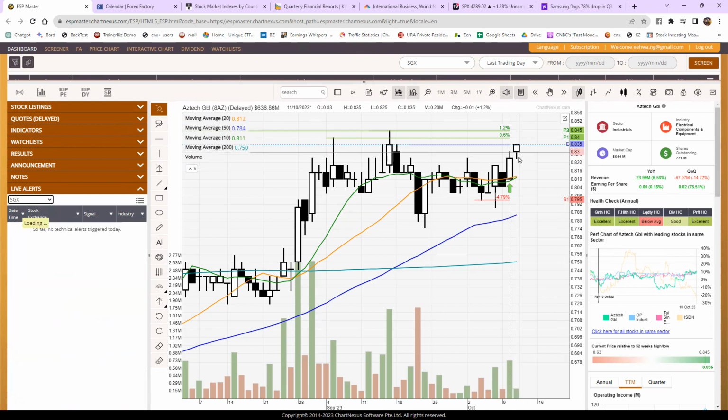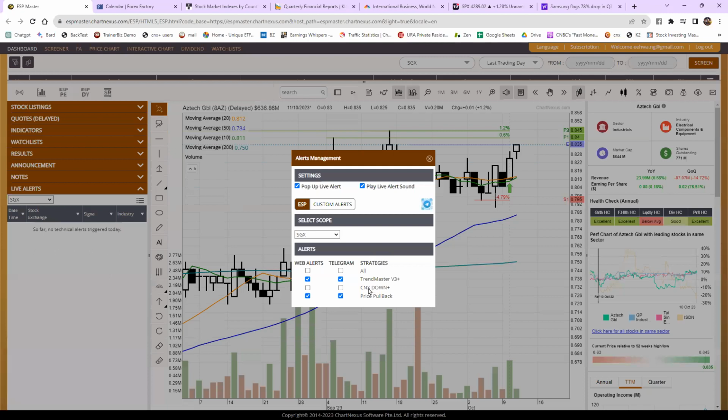Right now, even though the price is climbing by 1 cent, that isn't sufficient, it hasn't met our entry criteria yet. So far no alert has triggered, so we are waiting for it to trigger. Once it triggers, you will receive a live alert in your ESPMaster. And if you are not at your desk, not at your desktop, then it will also send an alert to your Telegram. So you watch out for it.